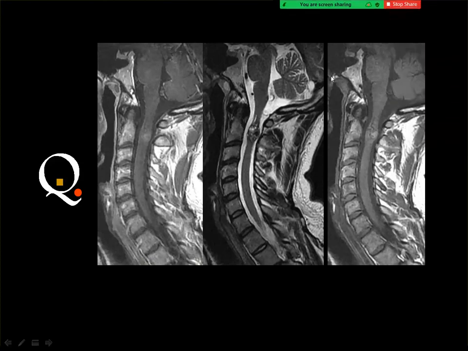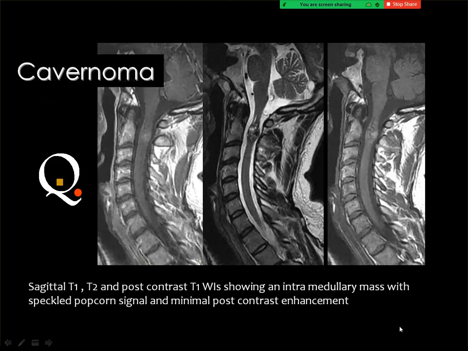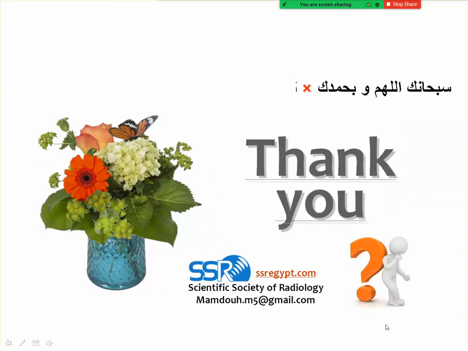Yes, the answer is right. This is an intramedullary cavernoma, and you got hemosiderin inside the lesion as well as along the whole periphery of the lesion with faint post-contrast enhancement. This is a classic appearance of an intramedullary cavernoma.